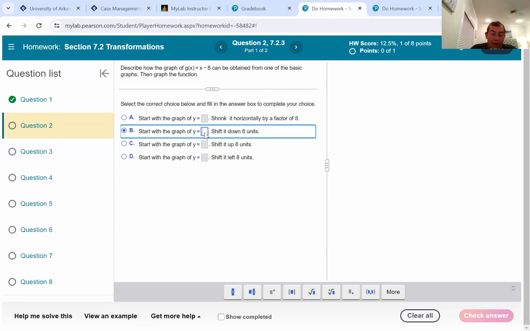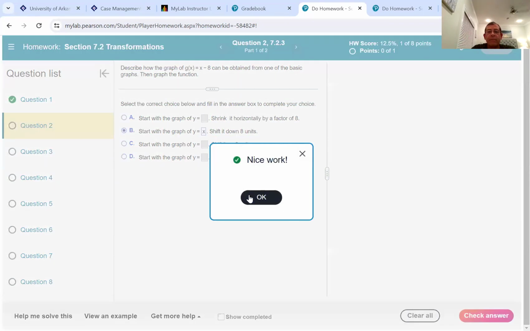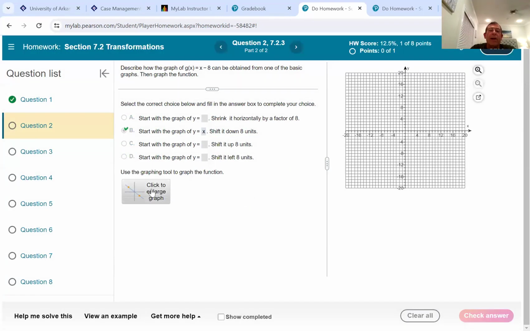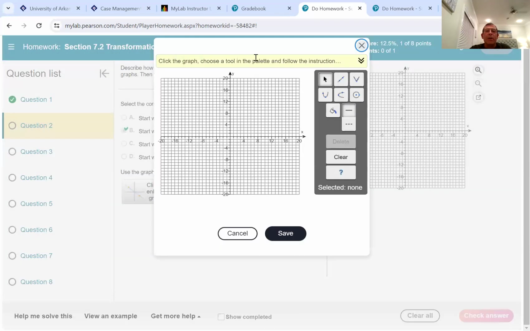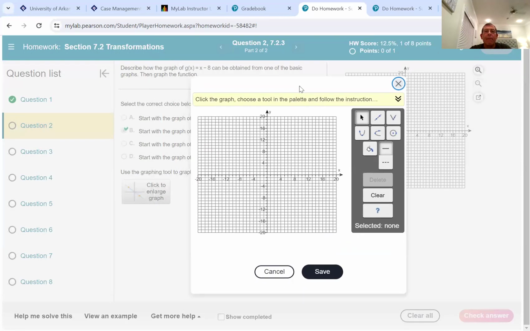And remember, we're starting with the graph of y equals x. It's always going to be one of them 6 basic graphs, okay? So I said I start with y equals x, shift it down 8 units, check that answer. And then it's going to make us graph it. So I'm going to click to enlarge my graph. All right, remember, that's a straight line. So we use the second tool on the top that says line tool. And now I need 2 points.